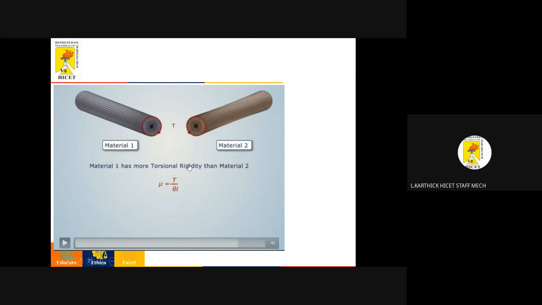For calculating the torsional rigidity, mu is T by theta into L. What is meant by theta? It's the angle of twist, and L is the length of the shaft. T is the torque, theta is the angle of twist, and L is the length of the shaft. So this is for different materials.